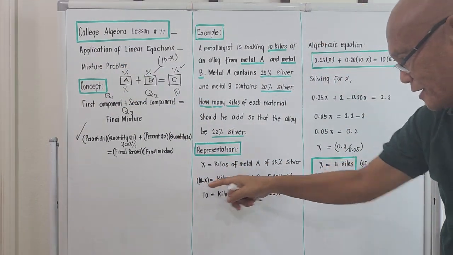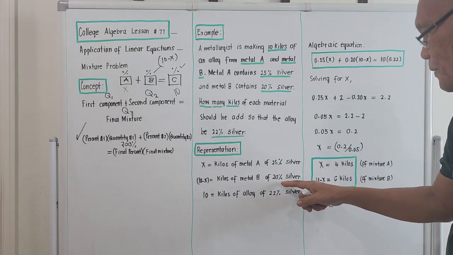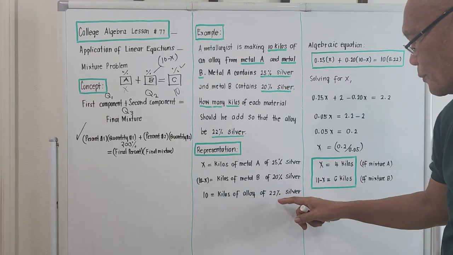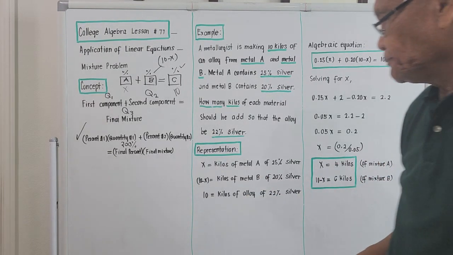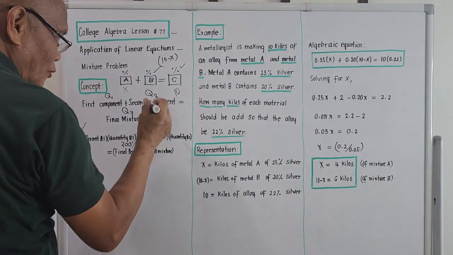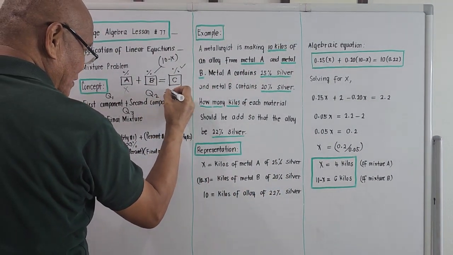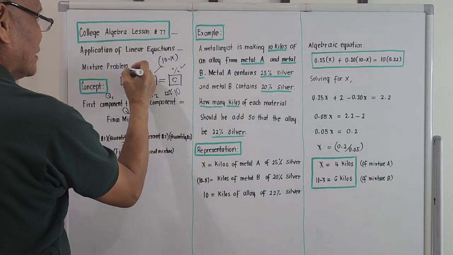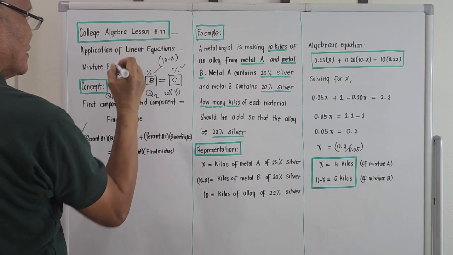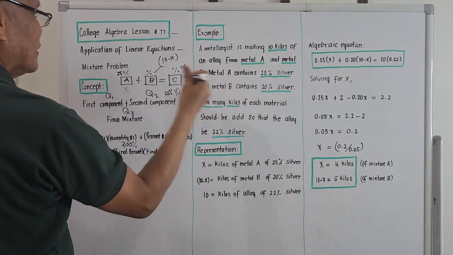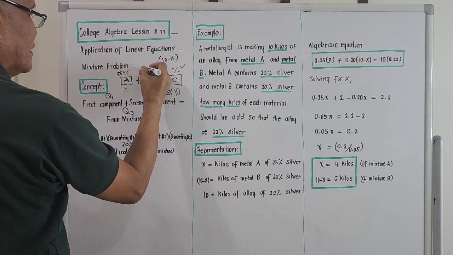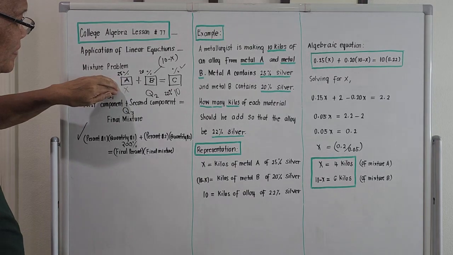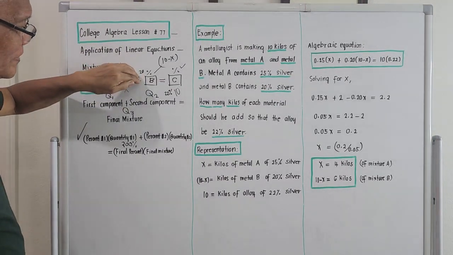So 10 minus X is the kilos of metal B, which is 20% silver. And what is 10? 10 kilos is the kilos of alloy of 22% silver. Meaning, the outcome will be 22% silver. Metal A, where's metal A? This is 25%. And metal B, it is 20%.